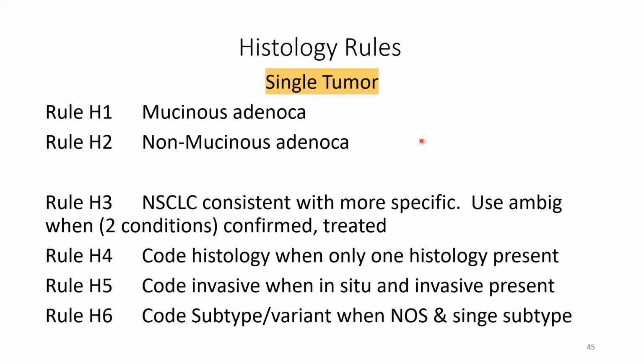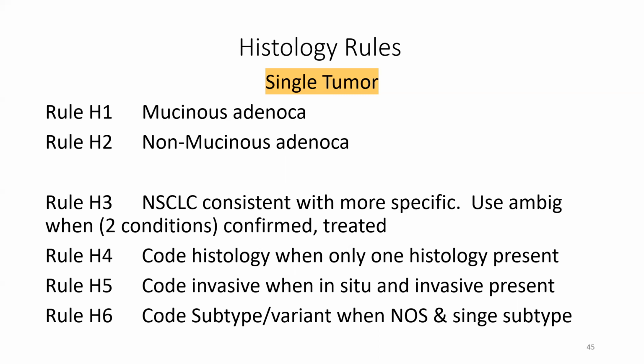So we'll go through these for the single tumor rules, and then you'll see that in the multiple header, these are almost identical. So H1 covers mucinous. Remember the specific codes for mucinous, and those are for lung only. And then H2 is the section for non-mucinous adenocarcinoma, and then they give you the non-mucinous specific codes just for lung.